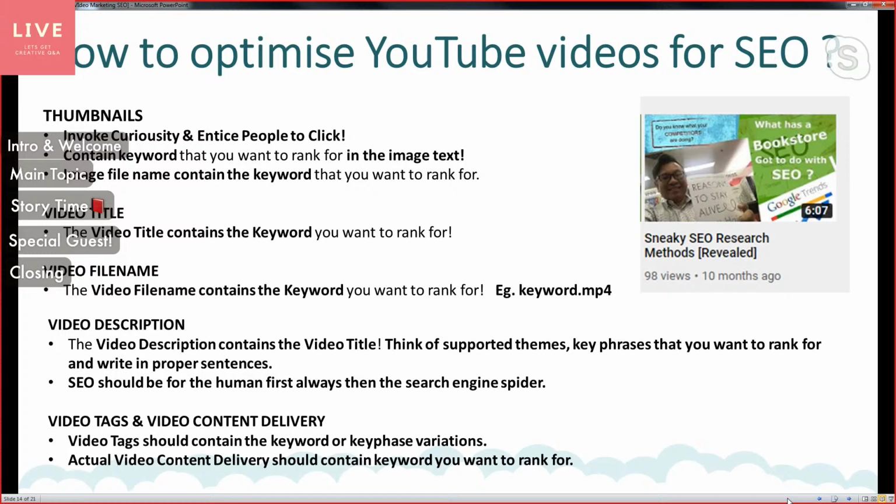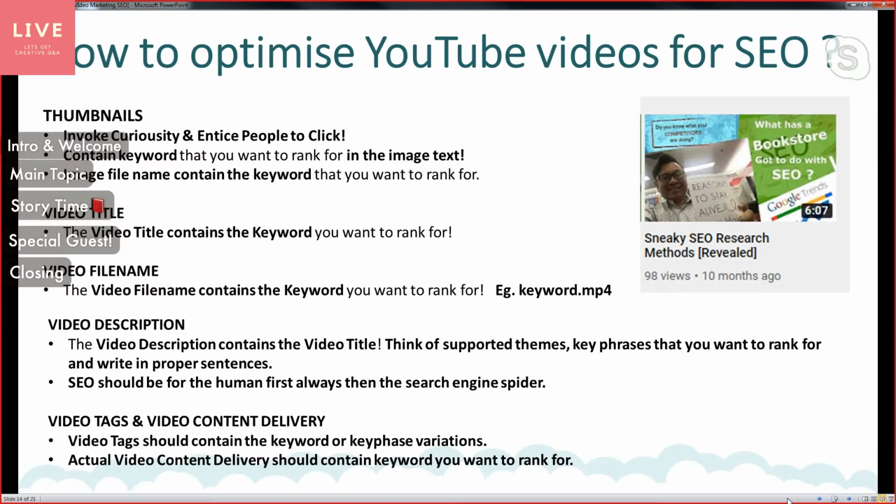So your thumbnails must invoke curiosity and entice people to click. Must contain the keyword that you want to rank for in the image text. So for example, looking at the thumbnail, what has the bookstore got to do with SEO? Today, if you see this thumbnail, will you be curious? What has the bookstore got to do with SEO? If you are curious, go and check out this video in my YouTube channel and what exactly I talk about and how a bookstore has to do with SEO.